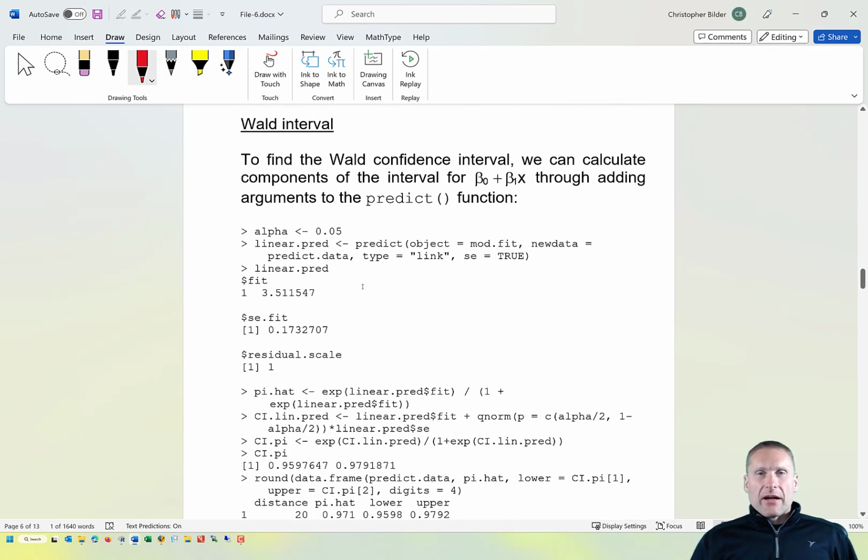With that as background now, let's look at how we can use the predict function to find our Wald confidence interval. First, I'm going to use the predict function to help me find an interval for beta 0 plus beta 1 times x. In other words, for the logit of pi. Here's how it can be done.